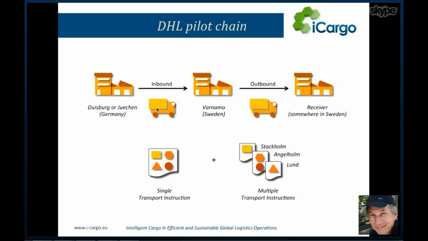Later in time, for the final leg, the outbound leg, other transport instructions are used to have more information about the final destination and the shipment to Stockholm or Lund, for example. What I try to explain here is that we have a multiple event situation where information is being provided in parts and also at different times.